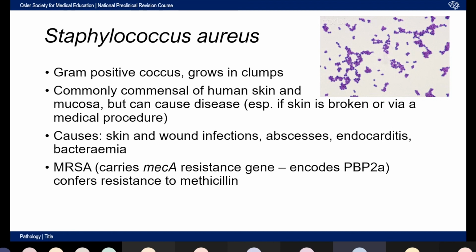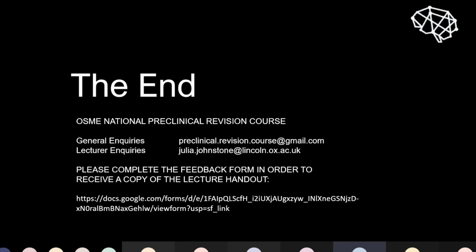So yes, I think that is all I had to cover. I would recommend for the bacteria, for all the ones that are on your list, if you just make some notes on them, so the key factors, like the tests that would be used to identify them, that can help with MCQs.